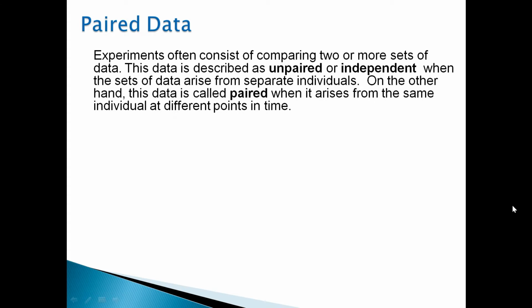Generally, experiments often consist of comparing two or more sets of data. This data is described as unpaired or independent when the sets of data arise from separate individuals. On the other hand, the data is called paired when it arises from the same individual at different points in time. Let's see some examples to understand those definitions.